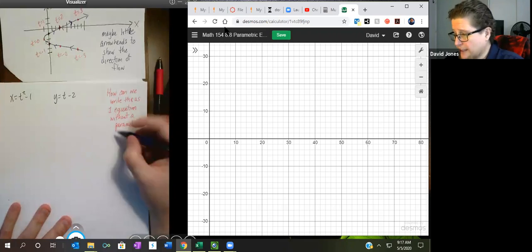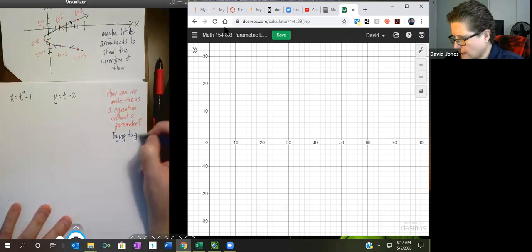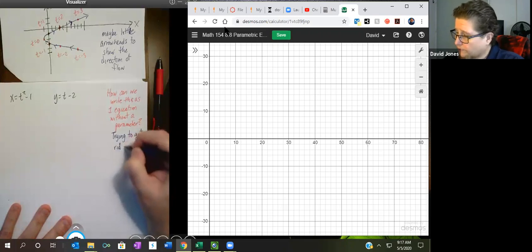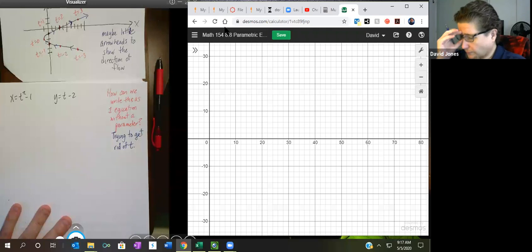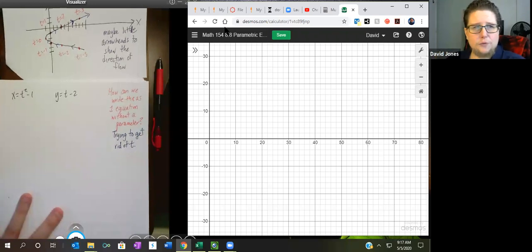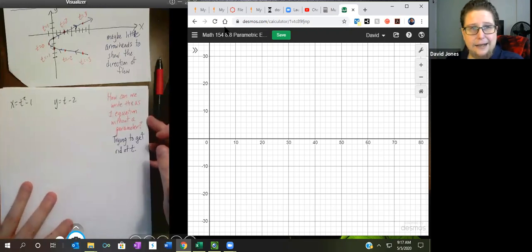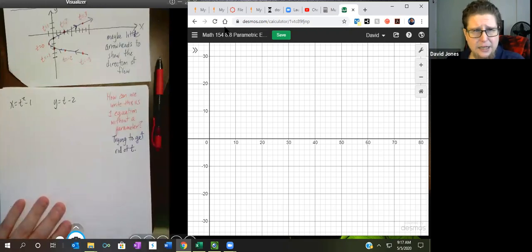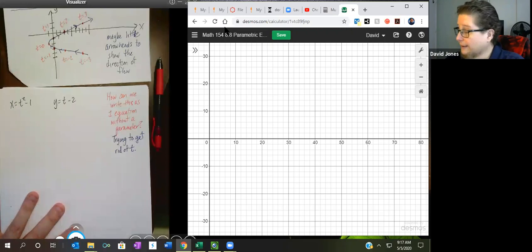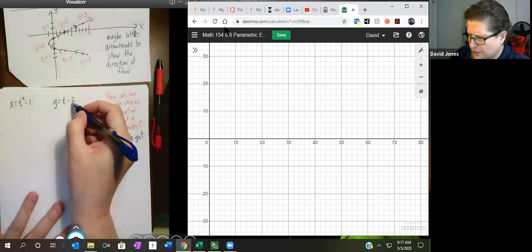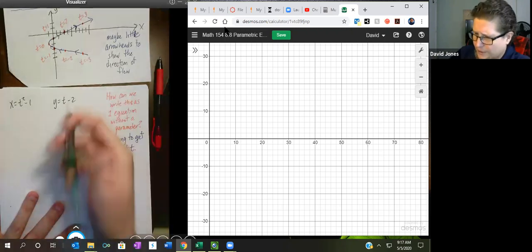Without a parameter means we're trying to get rid of t. Well, this is the best way of doing it. Find the one that's got the smallest power on t, or whatever your parameter is. T is often a parameter, theta is often a parameter. Those are the two most common parameters in all reality: time and angle.